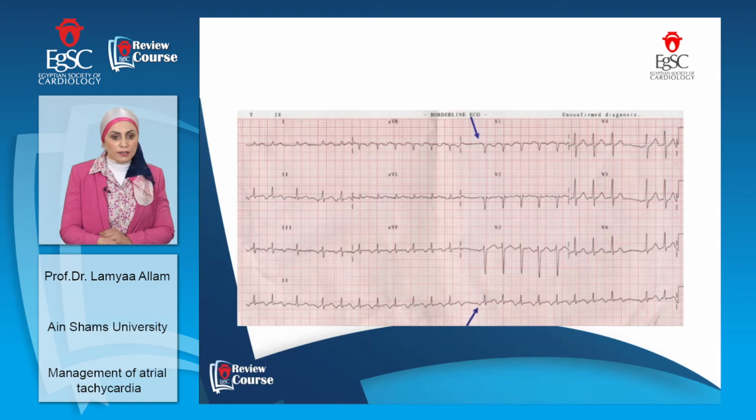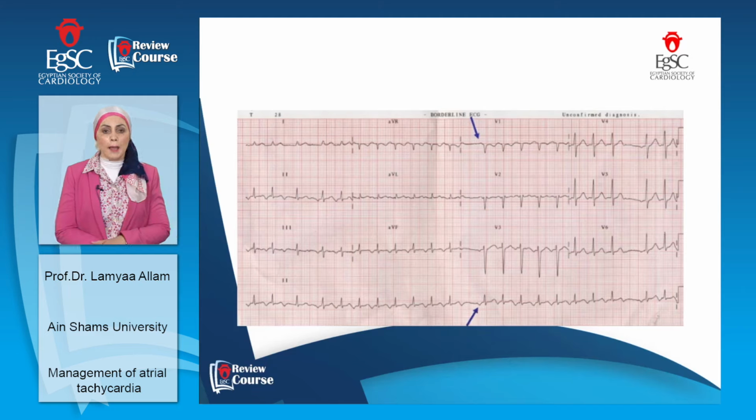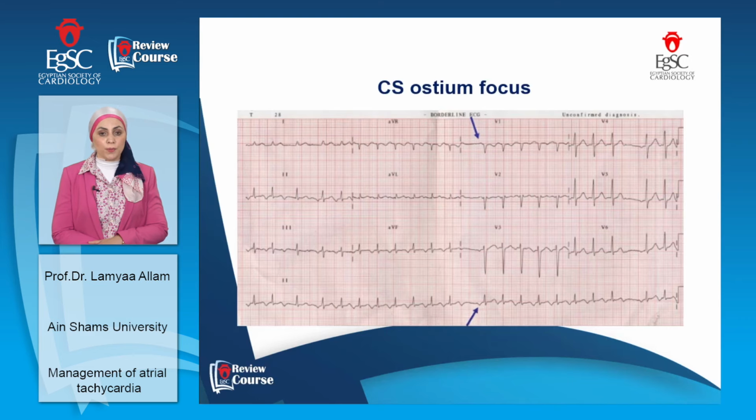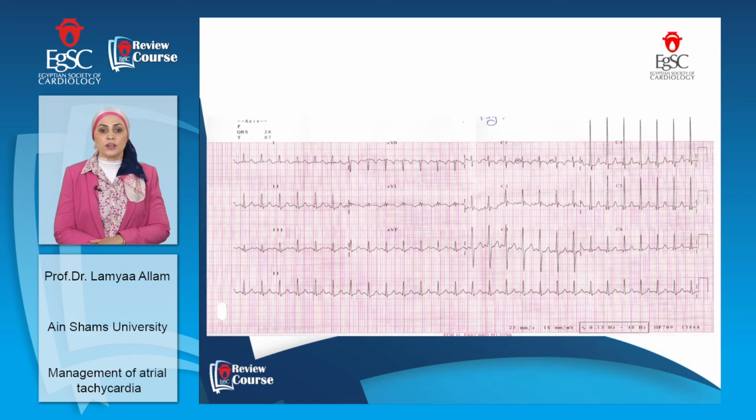In this example, it is not bifid, so it is negative. When it is negative in the inferior leads with a positive P wave in V1, it is most probably an atrial tachycardia arising from the coronary sinus ostium.